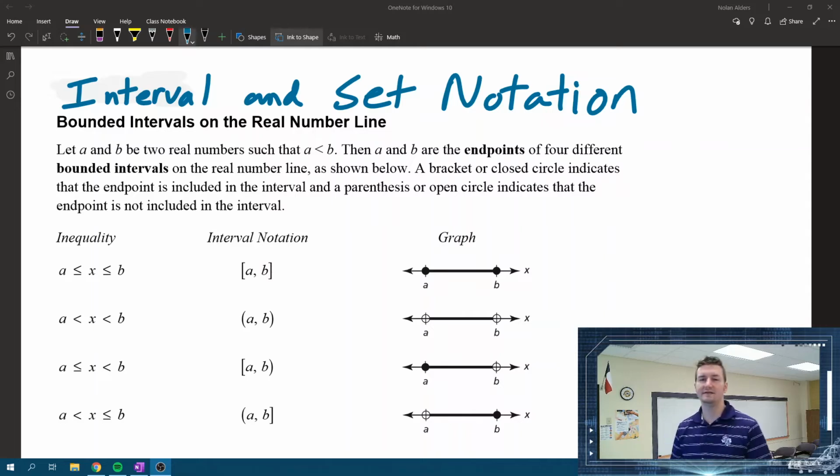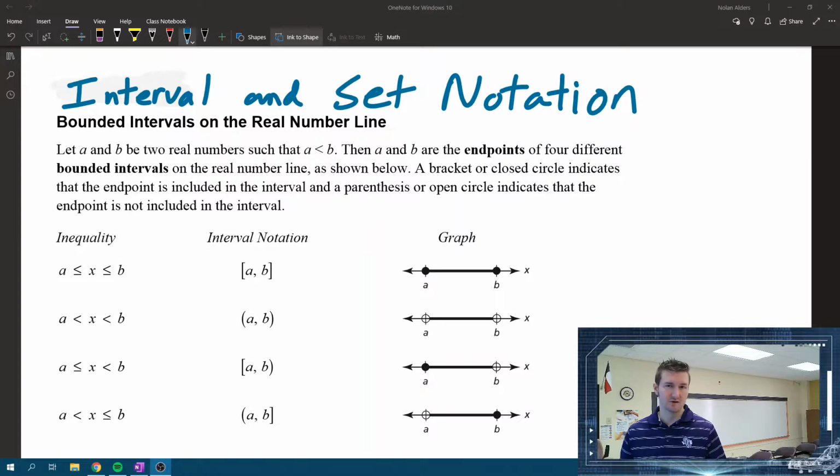Hey guys, today we're going to be looking at interval and set notation. We use these types of notation a lot in algebra because we want to write our domain and range. This is really useful to know, and it's just to help you out so that you'll be able to recognize what you're seeing on the screen or in your book when you're trying to work problems. So let's dive right into this.